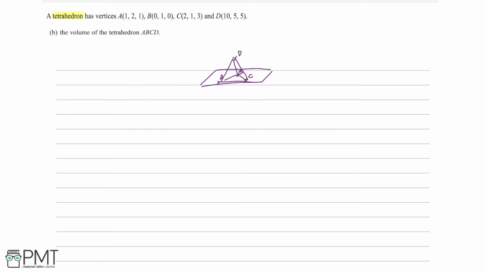Now, in order to find the volume of a tetrahedron, you need to recall the formula. The volume of the tetrahedron is equal to 1/6 multiplied by the magnitude of A dot B cross C.